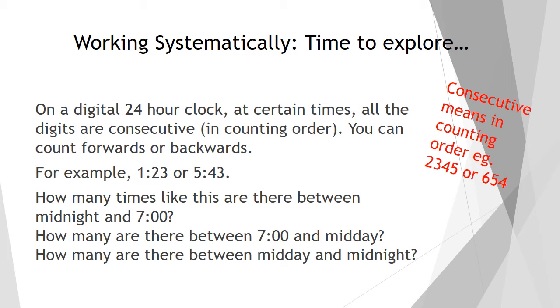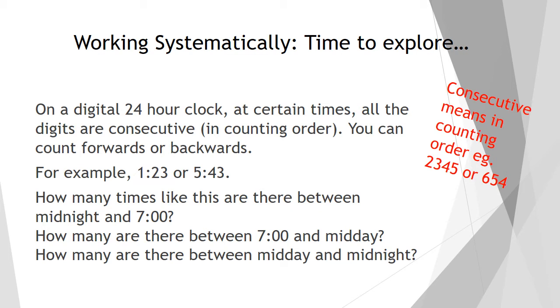So on a digital 24-hour clock, at certain times, all the digits are consecutive. That means they're in counting order, 2, 3, 4, 5, or 1, 2, 3, 4, or 6, 7, 8, 9, or even backwards, 10, 9, 8, 7. Consecutive order. How many times like this are there between midnight and 7 o'clock?